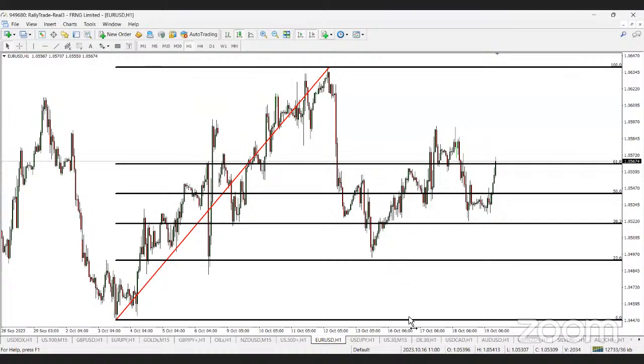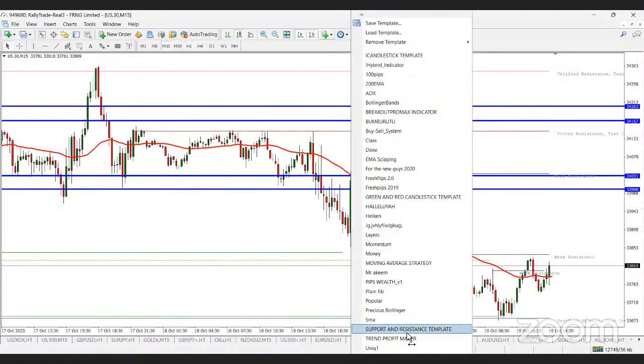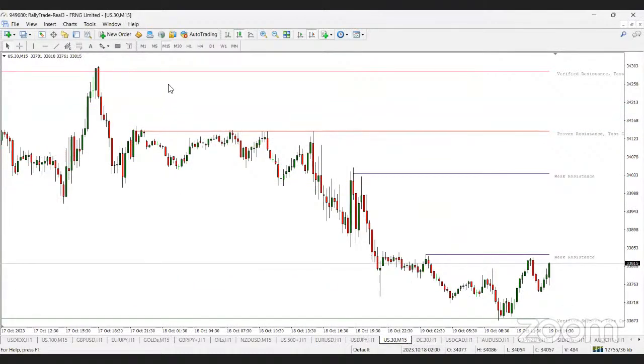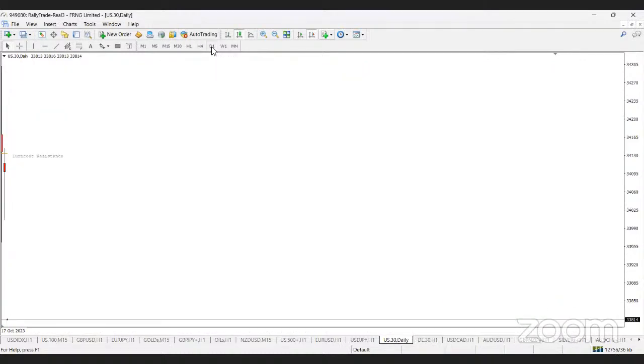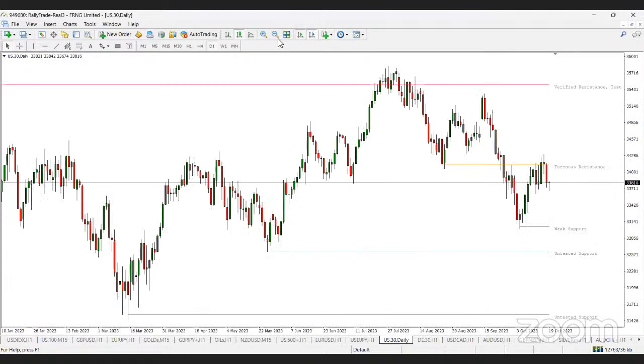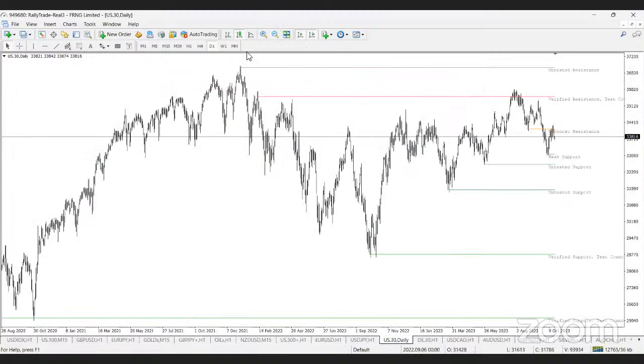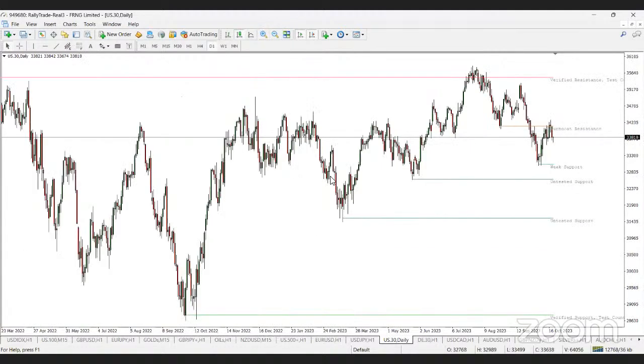Okay, we're going to even look at other instruments. Since it's an index class, let's look at US 30. Good. So this is US 30. On US 30, let's check the daily time frame. Look at US 100. US 100 looked like a push up, but US 100 has begun a downtrend.